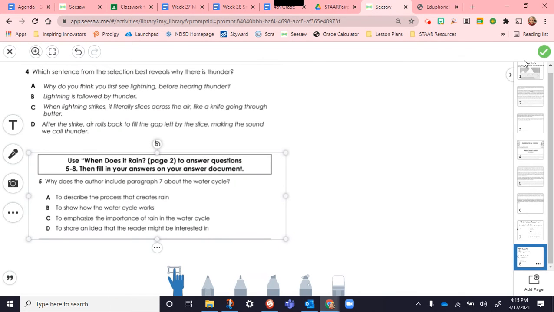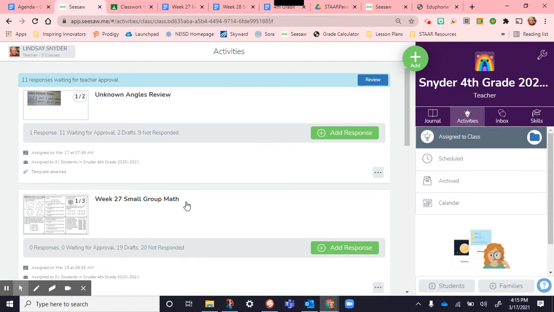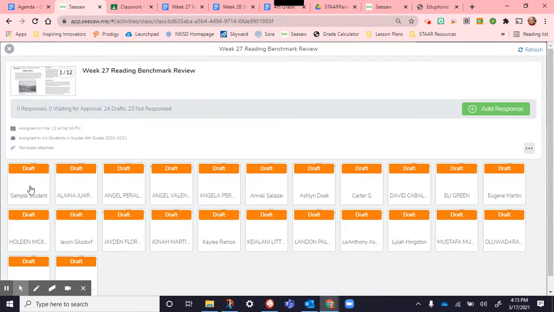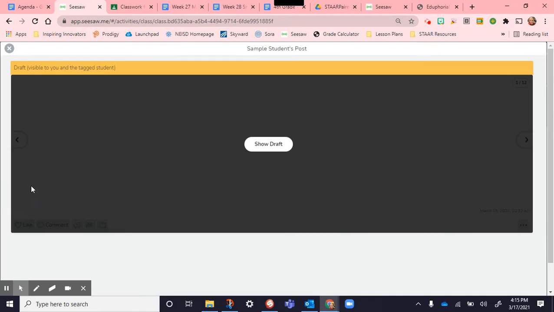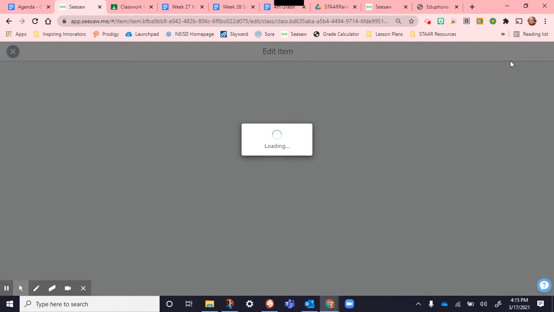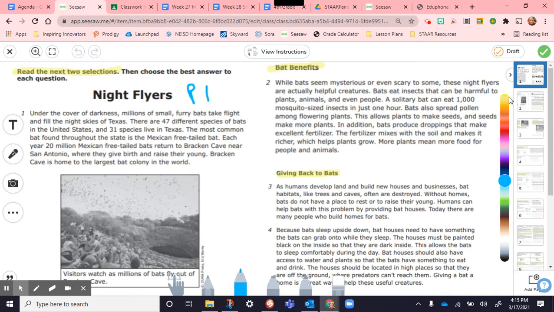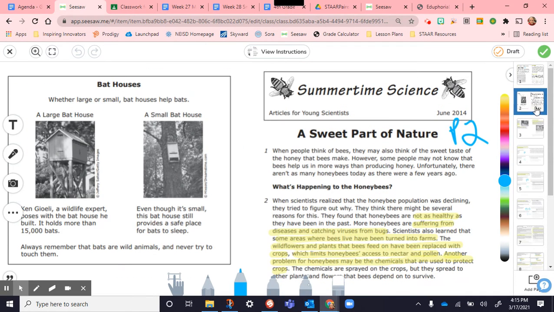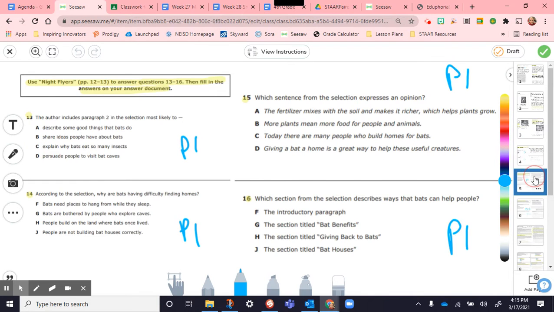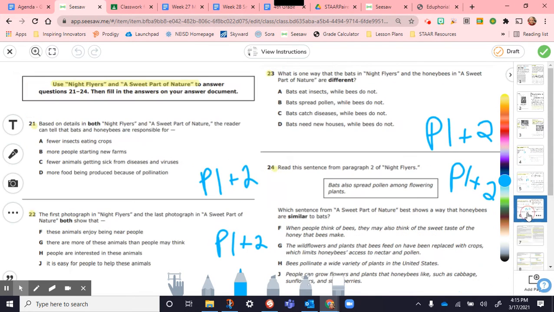So in Seesaw, you have, let's see, week 27 reading. Open that up. All right, so we read passage 1, we read passage 2, we did the questions for passage 1, the questions for passage 2. So today we were looking at passage 1 and 2.